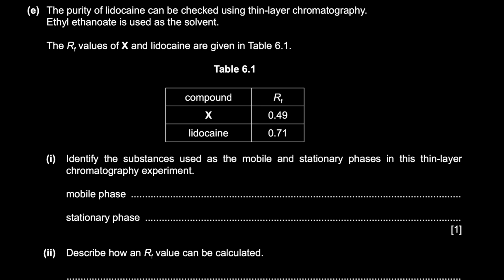Now, the mobile phase over here is your solvent. In this thin layer chromatography, the mobile phase that you're using is your solvent, and the solvent that you're using over here is ethyl ethanoate. So that is your mobile phase. And the stationary phase is whatever the plate is coated with. The plate is usually coated with a solid and it's usually SiO2 or Al2O3. So you can say SiO2 or you can say Al2O3.